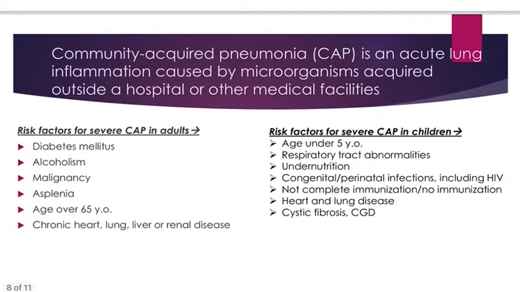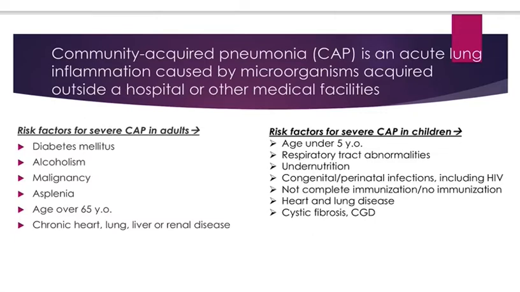Now about community-acquired pneumonia. It is an acute lung inflammation caused by microorganisms acquired outside a hospital or other medical facilities. It's mainly outside the hospital, which is why it is called community-acquired pneumonia. Risk factors for severe community-acquired pneumonia in adults are diabetes mellitus, alcoholism, malignancy, asplenia, age over 65 years, and chronic heart, liver, lung, and renal diseases.